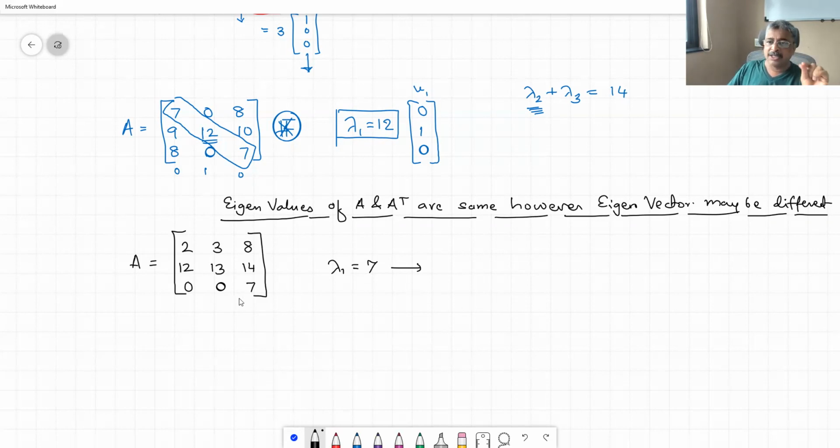You can find out all three, lambda 1, lambda 2, lambda 3, by the first method that we have learned. 2 minus lambda, 13 minus lambda, 7 minus lambda, get the polynomial in lambda, solve it, you will get all three. But in this case, because these two entries are 0, if you take the transpose, the eigenvalue of A transpose is definitely going to be one of them, it will be 7, and therefore A also will have eigenvalue 7.